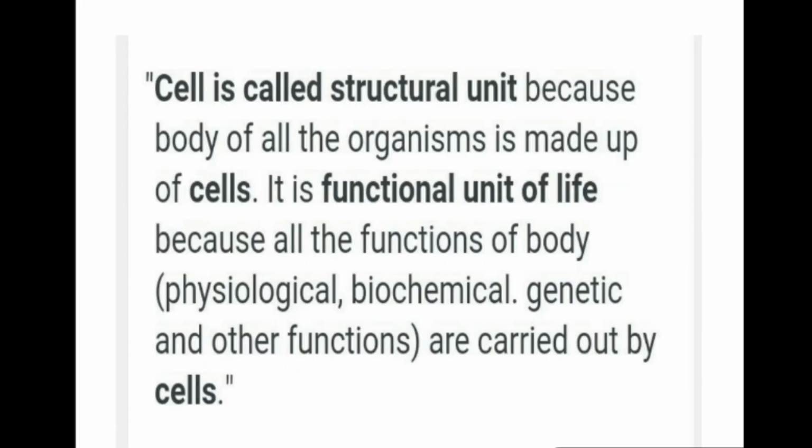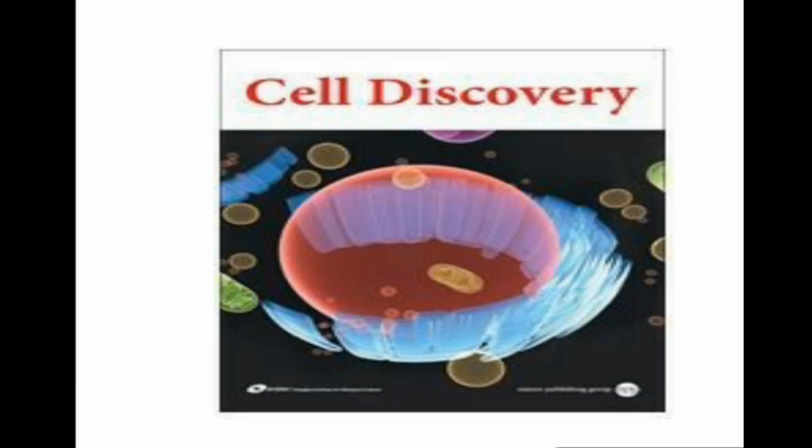So, cell is called as the structural unit because body of all the organisms is made up of cells. It is called as the functional unit of life because all the functions of the body, physiological functions, biochemical functions, genetic functions, and everything that takes place in our body is done by our cells. Amazing, isn't it? How were these cells discovered?